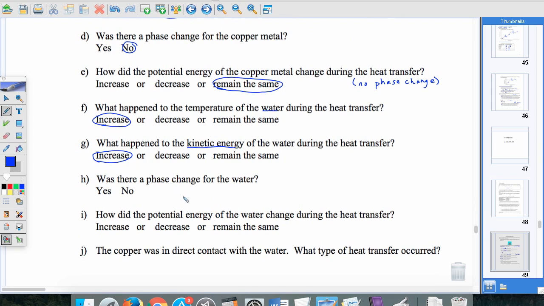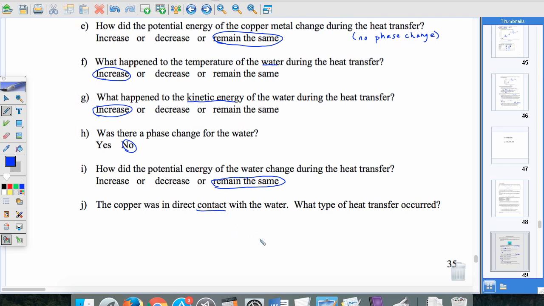Was there a phase change for the water? Don't think so. We didn't see any gas or any steam coming out. That's possible with a really hot piece of copper if you were to put that in water, but for a fairly hot piece, you wouldn't see a phase change. So there's no phase change. If there's no phase change, there's no change in potential energy. So that remains the same.